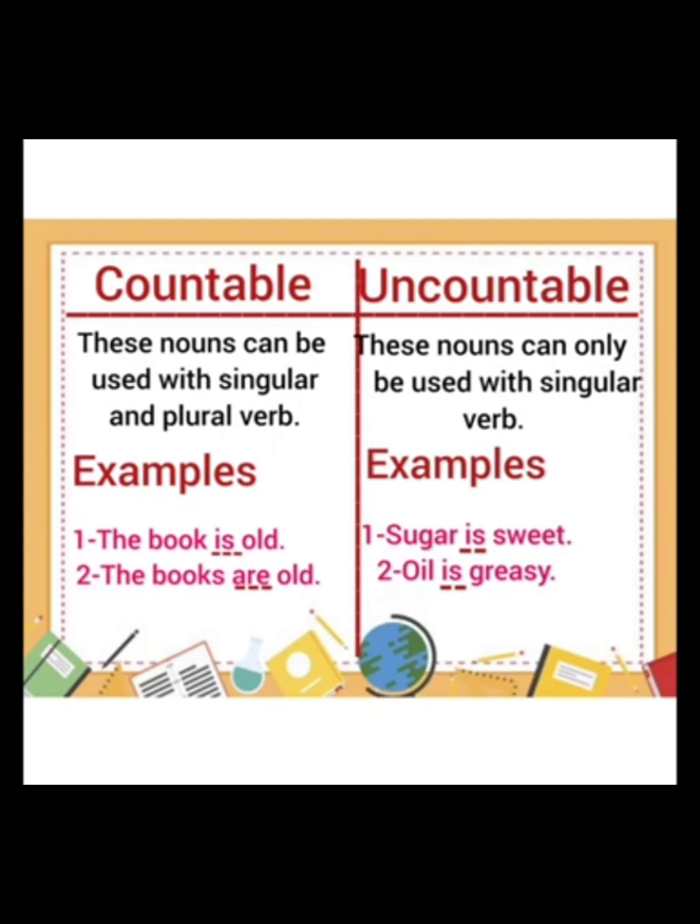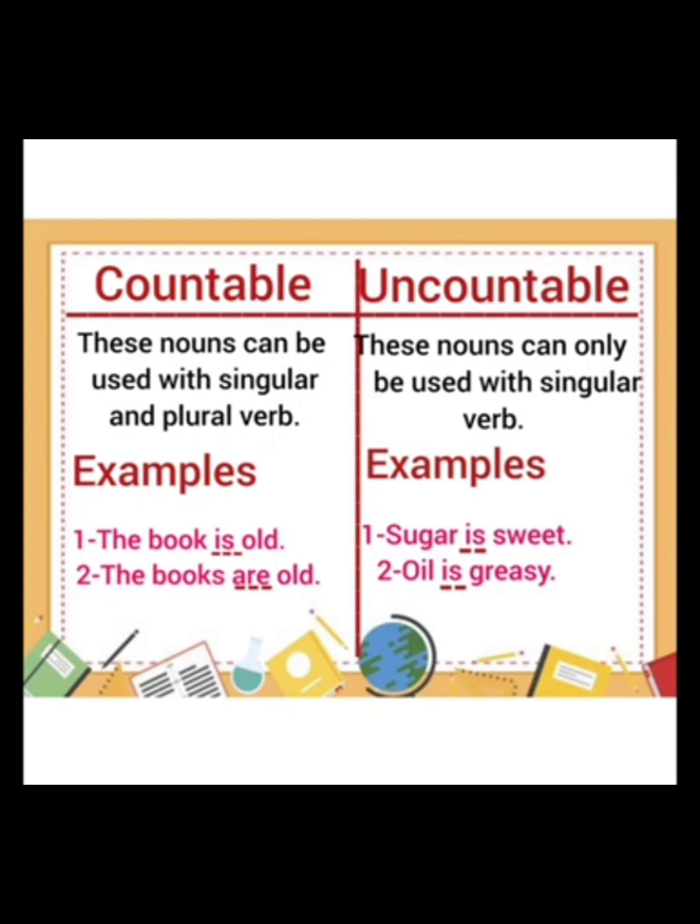While for uncountable nouns, we can only use a singular verb. For example, sugar is sweet, oil is greasy. Is is used in both the examples and it is a singular verb.